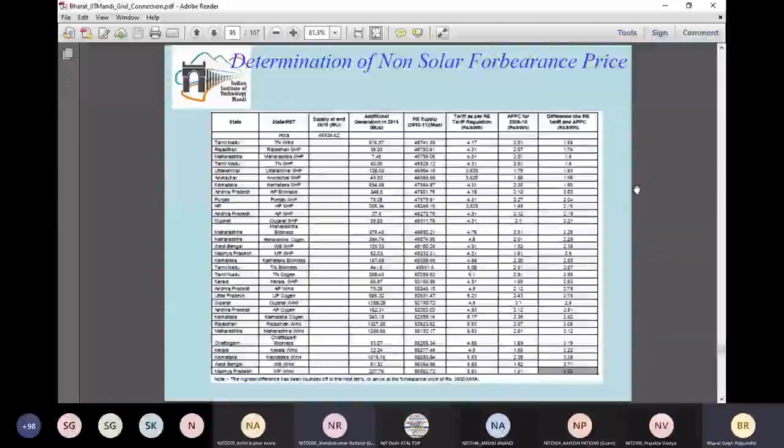Hello, sir. I have one doubt. Tamil Nadu has its own renewable generation, and if we consider the floor price of Karnataka, you told that it is 4 rupees. But practically, is it possible?